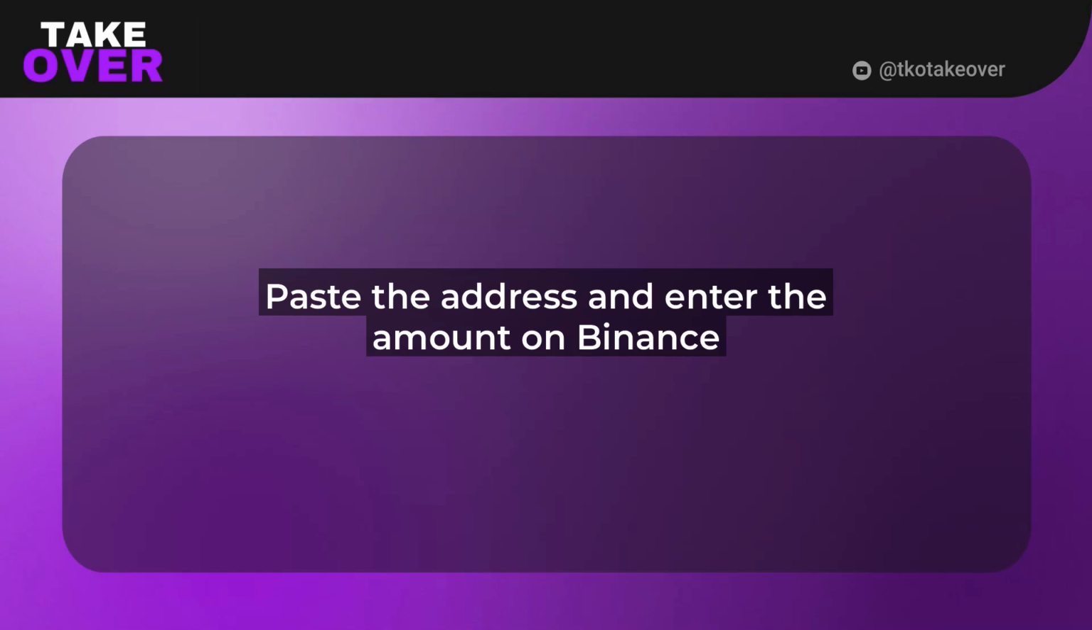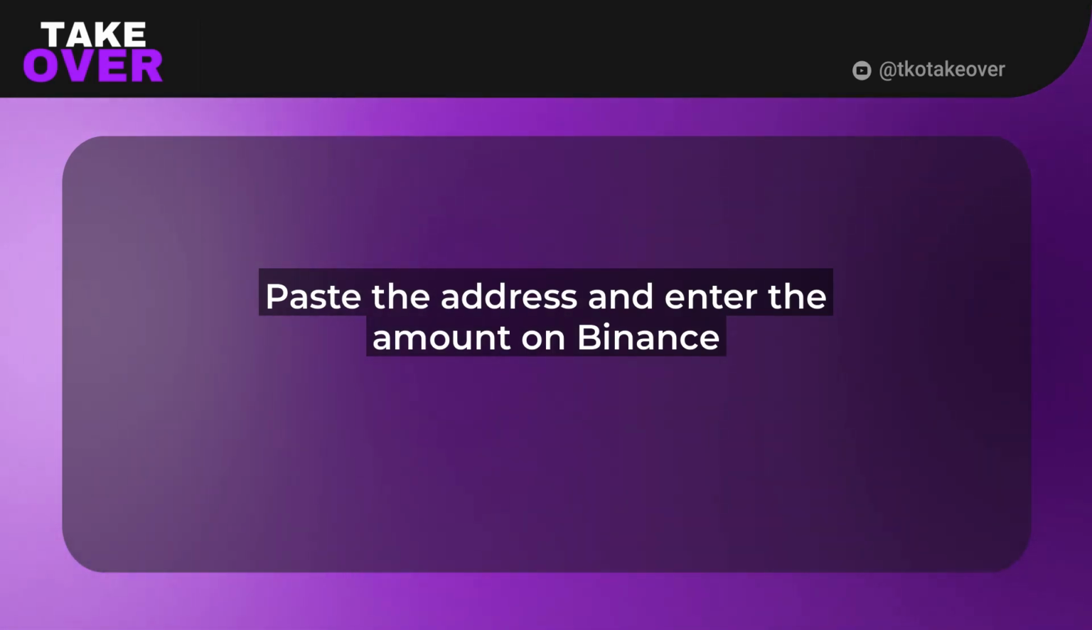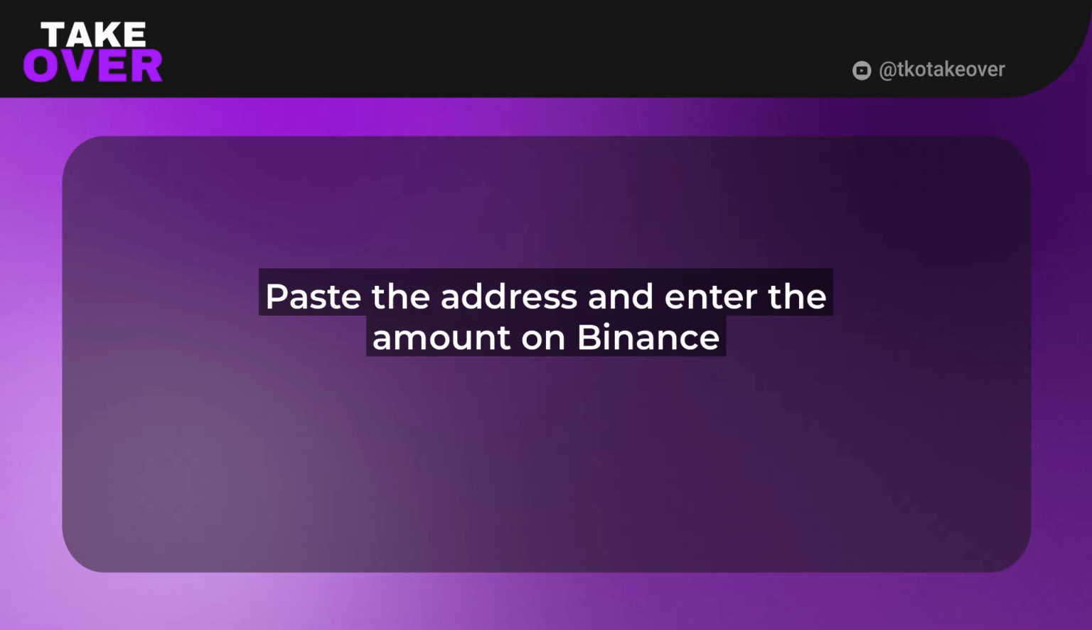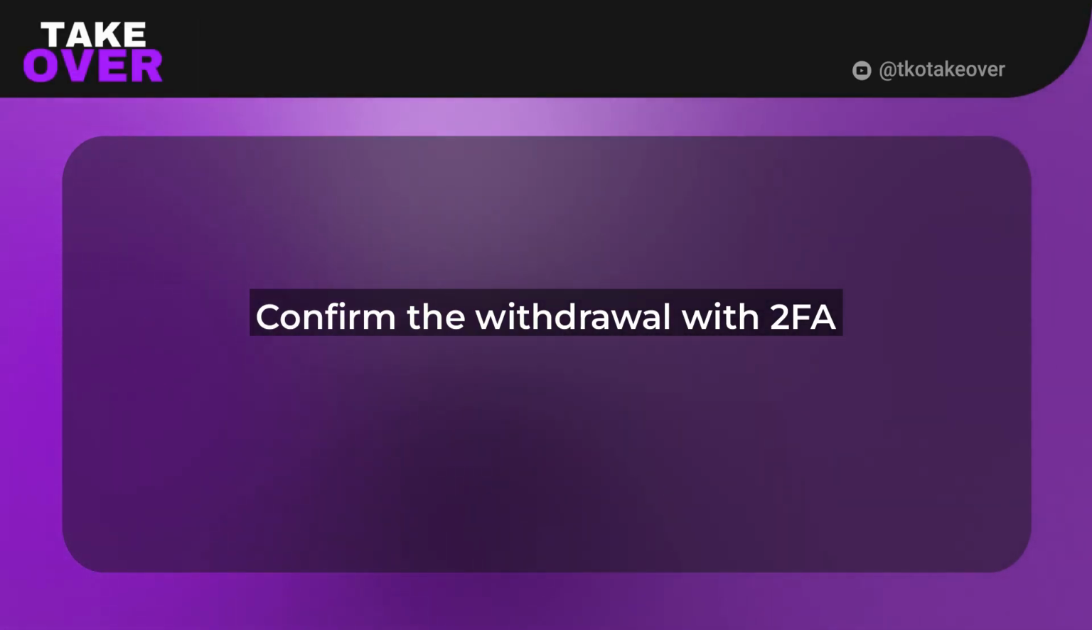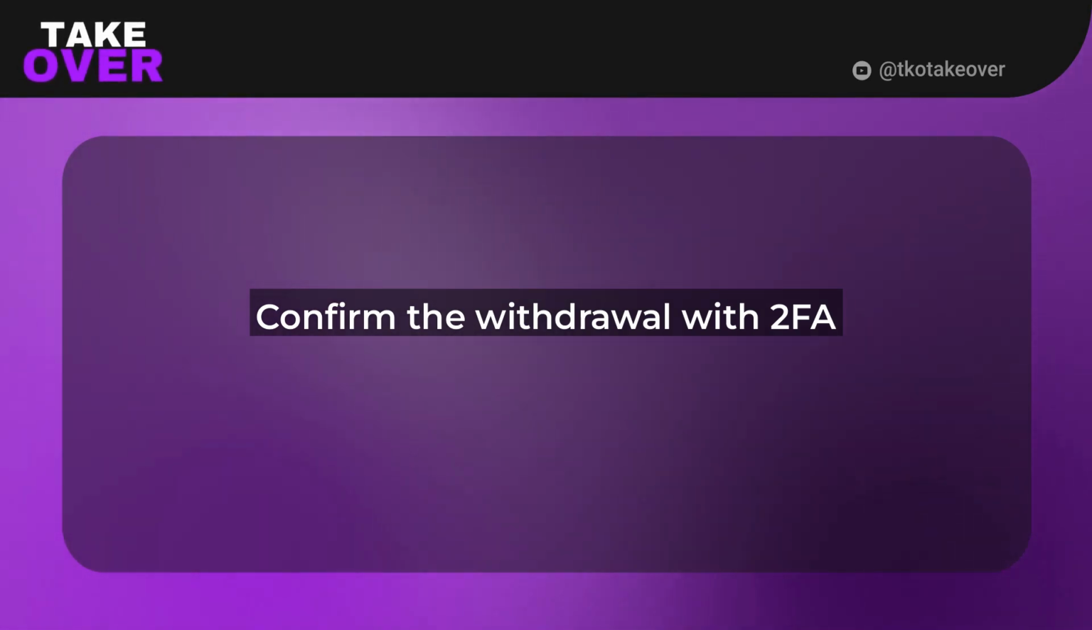and review the transaction details, including any fees. Binance might charge a small withdrawal fee, so factor that in. Hit Confirm, and you'll likely need to complete a two-factor authentication step for security. After that, sit tight. Transfers usually take a few minutes to an hour, depending on the network. Once it's done, check your OKX account to confirm the USDT has arrived.